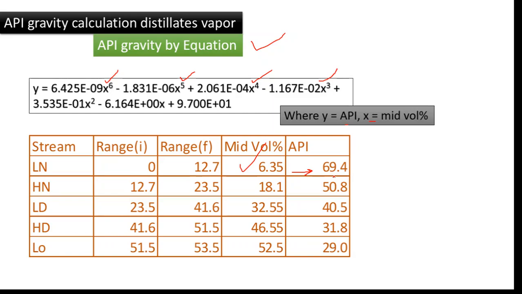In the graph we have seen that it comes around 70 degree API, so it's very close to the real values. Similarly for the heavy naphtha, similarly for the mid volume percent of light distillate, heavy distillate and overflash also. So this is a way to calculate the API gravity for the distillate products.